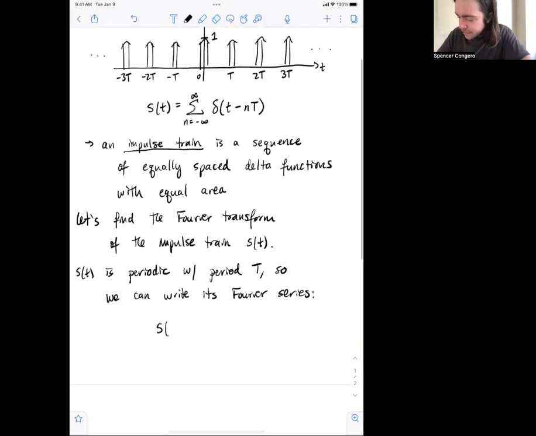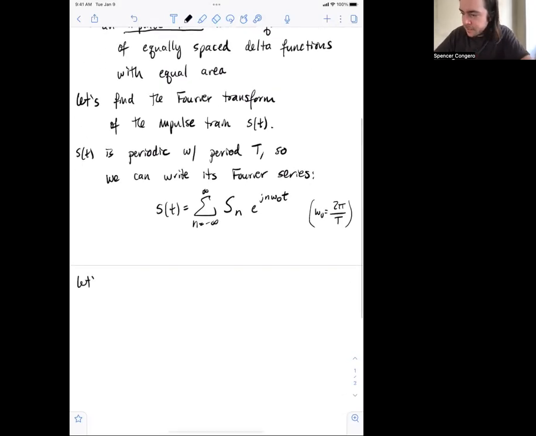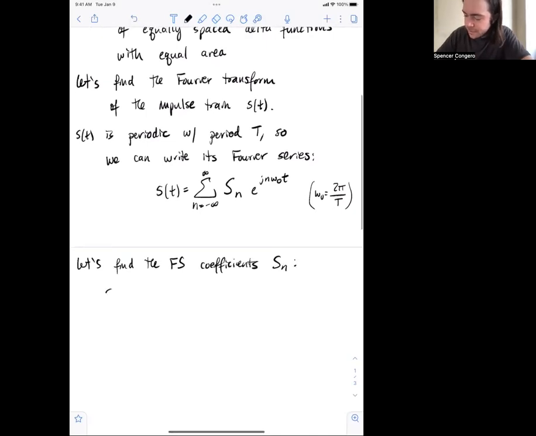So what would that be? That would be S of t is going to be a big sum of these complex exponential functions. Remember, omega naught, the fundamental frequency, is just 2 pi over the period. And we're going to multiply them by Fourier series coefficients, which I'll write as capital S sub n. So those are the Fourier series coefficients, so let's find them, S sub n.